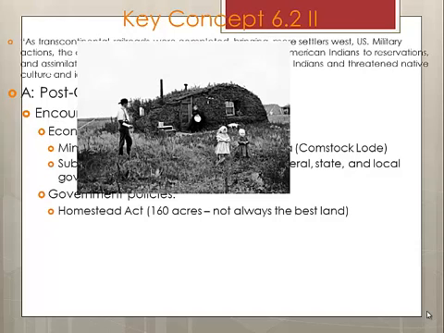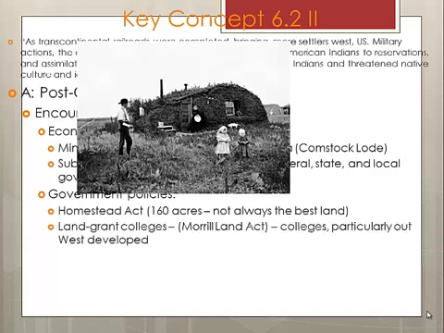And here's an example of a homestead family that took advantage of this. The government also created the land grant colleges through the Morrill Land Act, and this created colleges particularly out west. Now, what were the impacts of this post-Civil War migration?